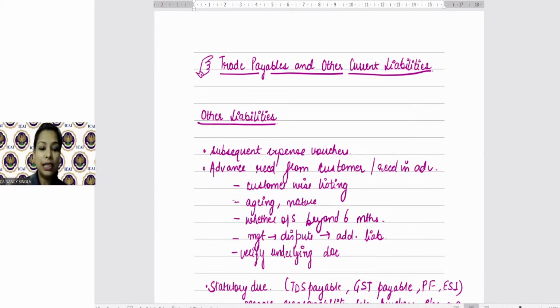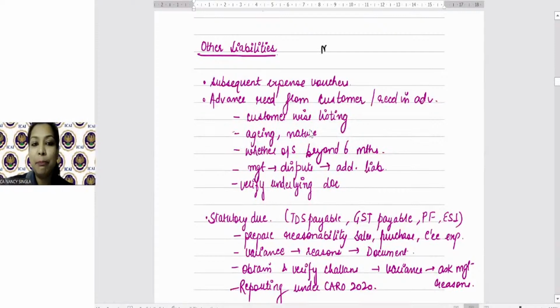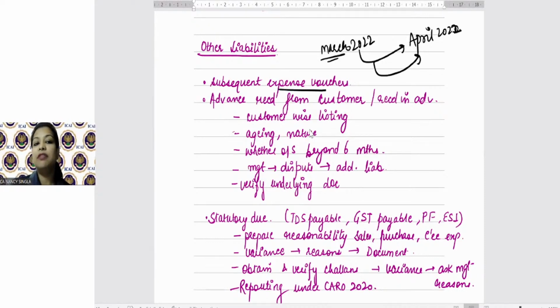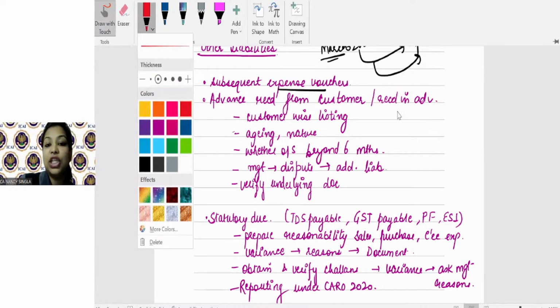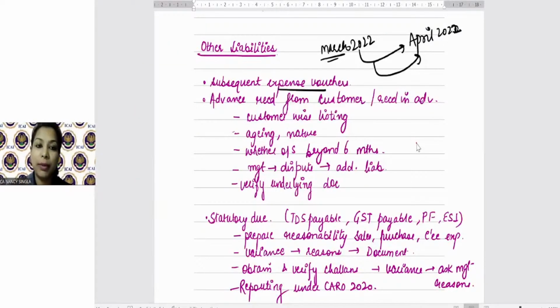Okay? So other current liabilities, see if GST is payable, right? So let's say March GST payable will be paid in the next month, 2022. So it says to check the subsequent expense voucher. You can check the challan by which the same has been paid. TDS payable is there. So next month when it is paid, check the challan copy.